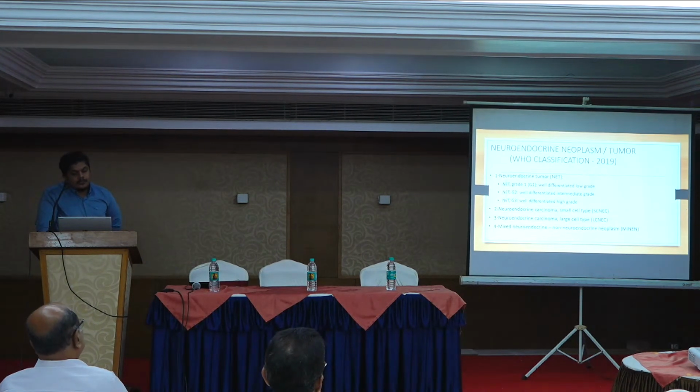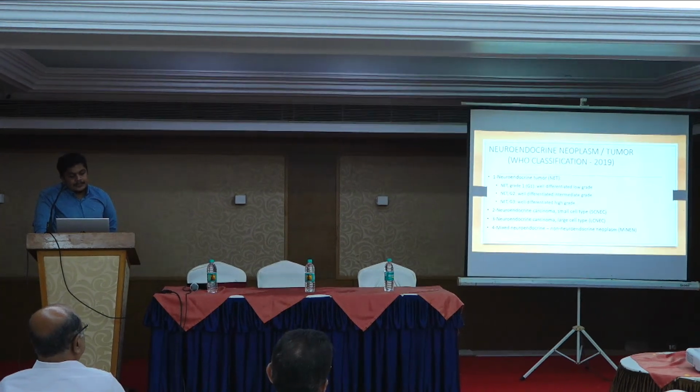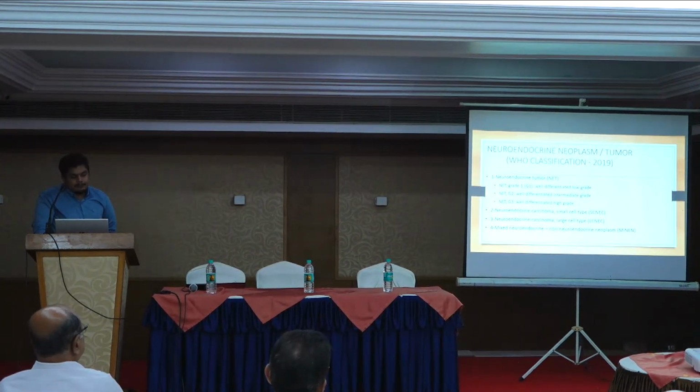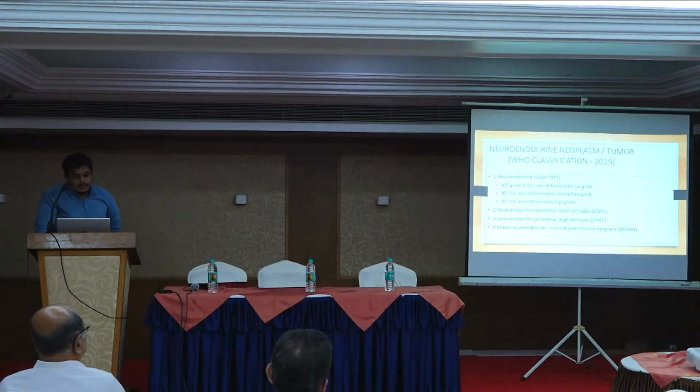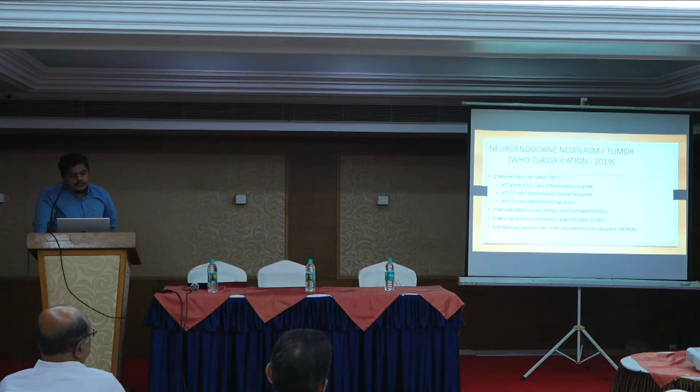WHO classification of 2019 says that neuroendocrine tumor grade 1 is well differentiated low grade, grade 2 well differentiated intermediate grade, and grade 3 well differentiated high grade. Then neuroendocrine carcinoma small cell type, and the third one is neuroendocrine carcinoma large cell type. Then mixed neuroendocrine, non-neuroendocrine neoplasm.